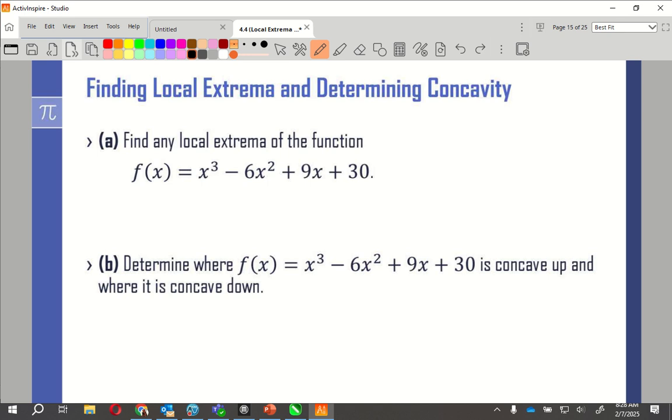Find any local extrema of the function. So let's start off by factoring that. f prime of x equals 3x squared minus 12x plus 9.